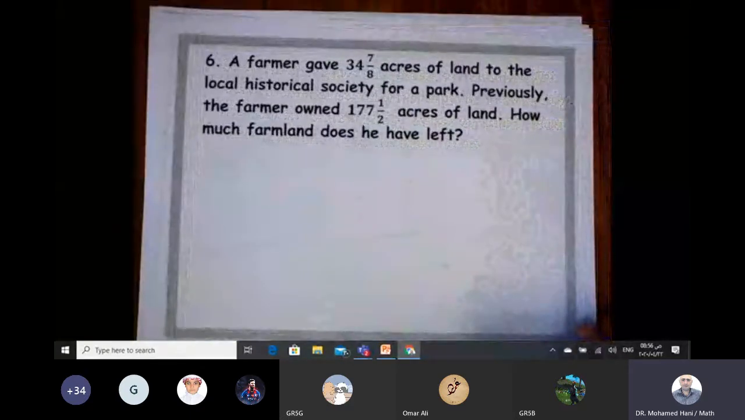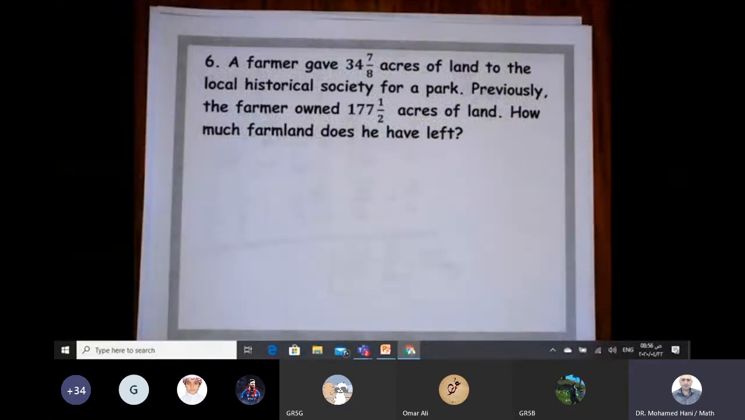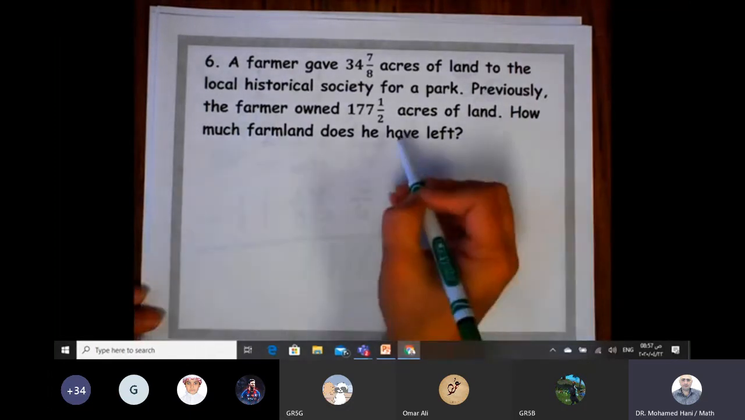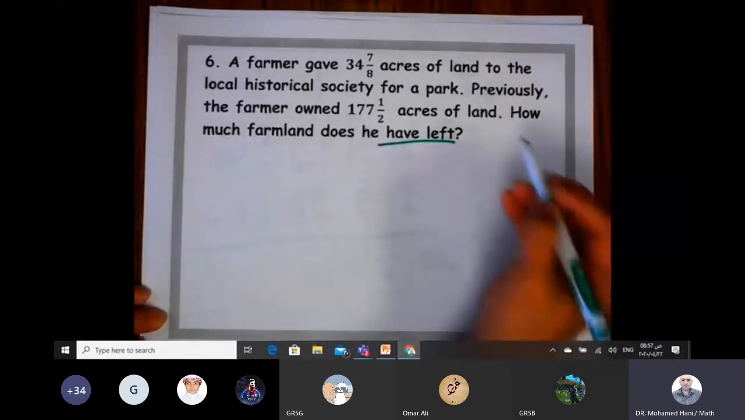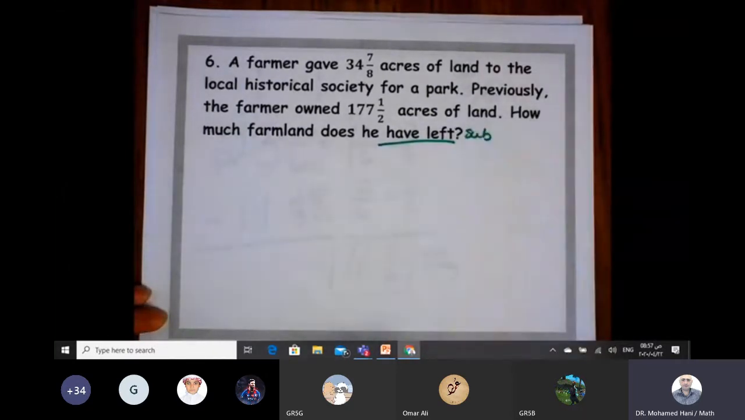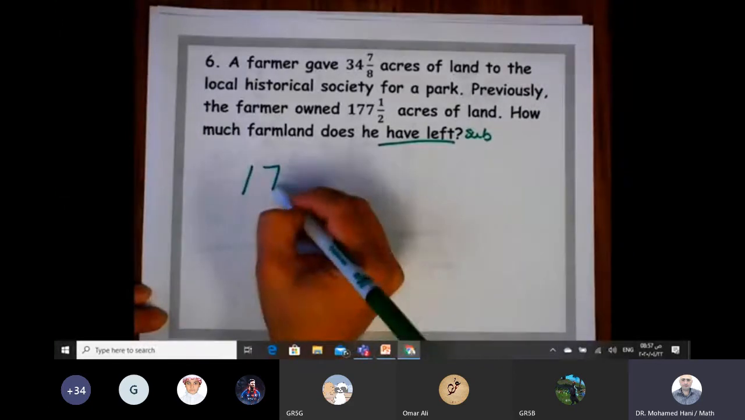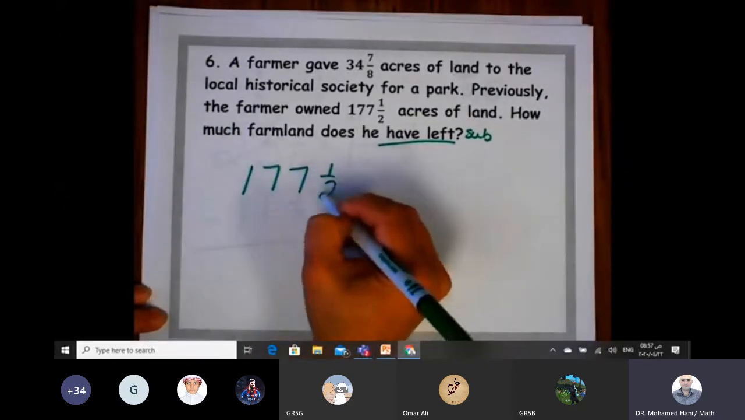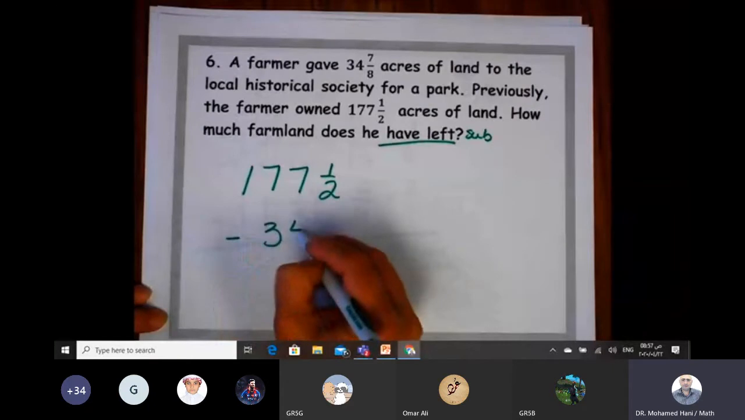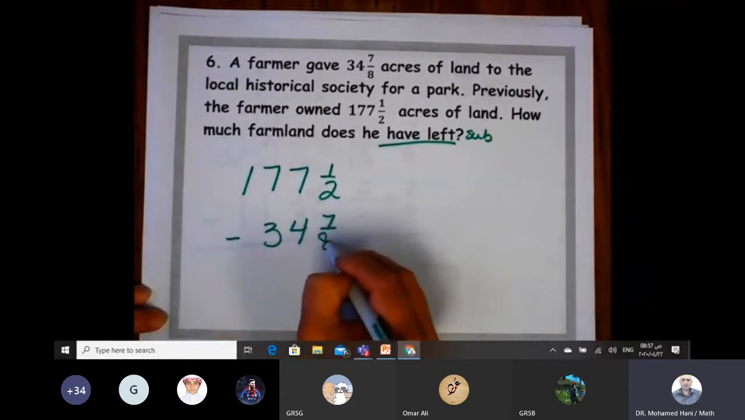Let's look at number 6. A farmer gave 34 7/8 acres of land to the local historical society for a park. Previously, the farmer owned 177.5 acres of land. How much farmland does he have left? If I want to know how much he has left, we're going to have to subtract. So that's 177 1/2 minus 34 7/8.